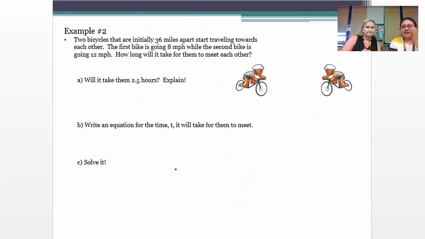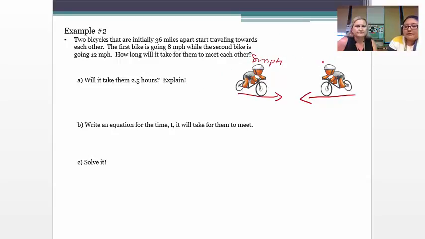Okay. So now we have two bicycles that are initially 36 miles apart, starting to travel towards each other. So this one here is traveling this side, and the same, they're traveling towards each other. The first bike is going 8 miles per hour, and the second bike is going 12 miles per hour. So how long would it take for them to meet each other?